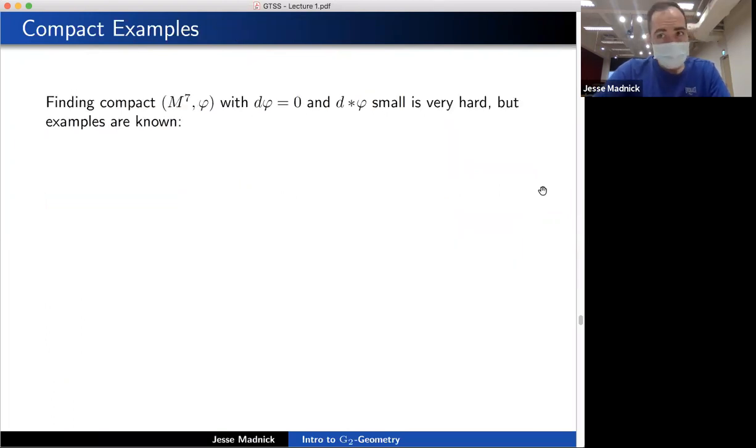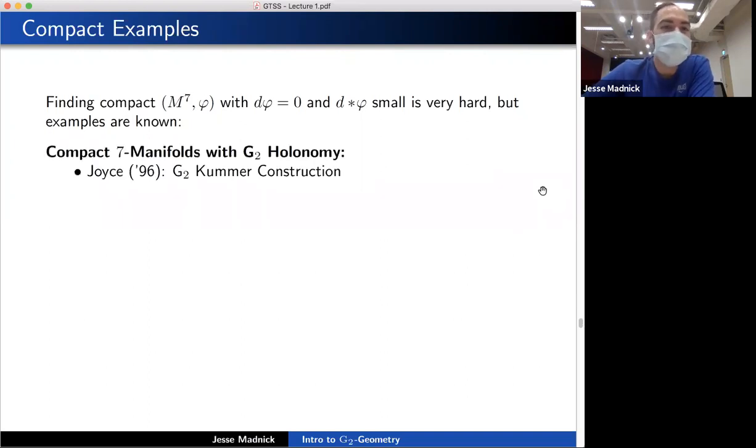Okay, the issue here is that finding inputs to this theorem is not trivial. Joyce's perturbation theorem is very powerful and certainly difficult to prove. You need some hard analysis, but you also need to worry about finding inputs. You need something to feed into the theorem, and that's not so simple. You need to find compact 7-manifolds with a closed G2 structure such that d star phi is small. That's a tricky thing to do, but examples have been found.